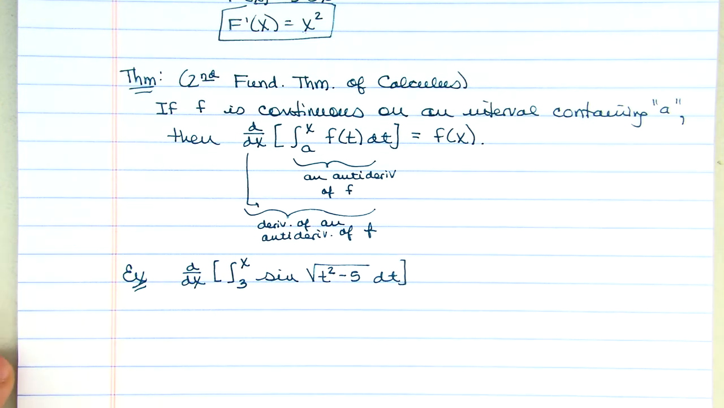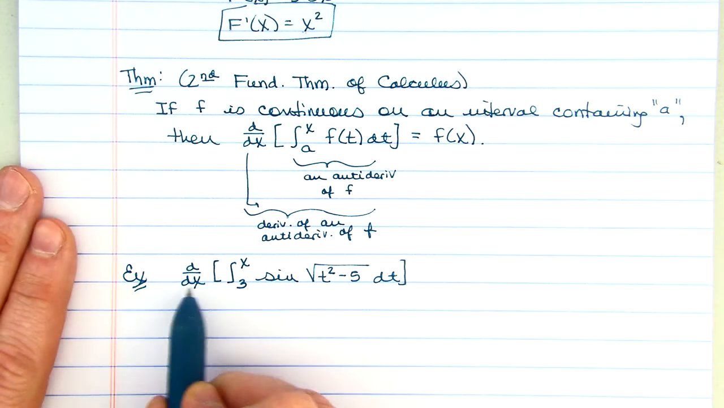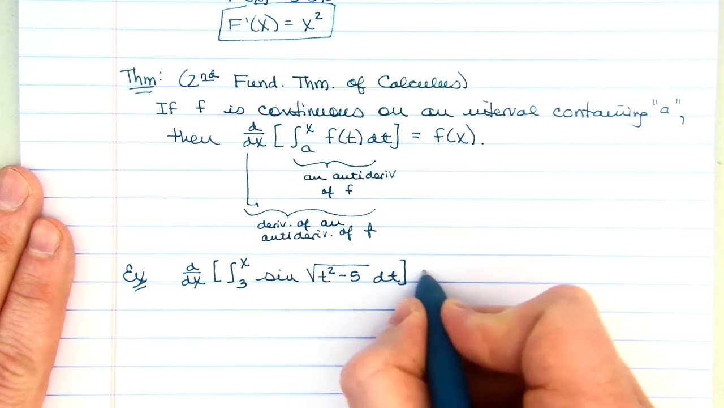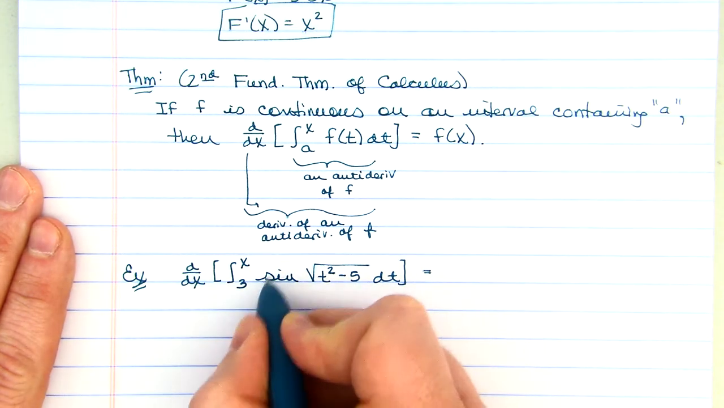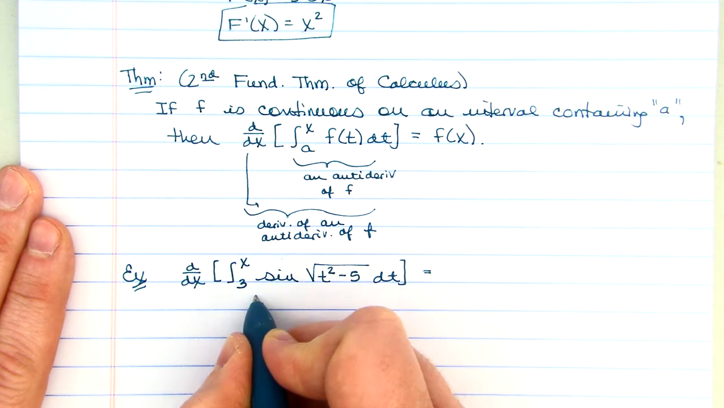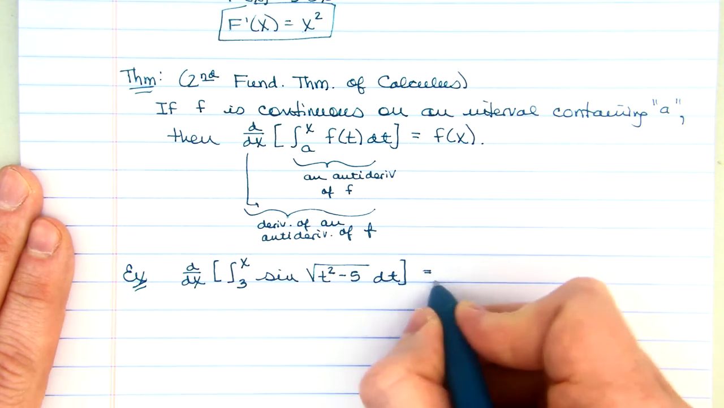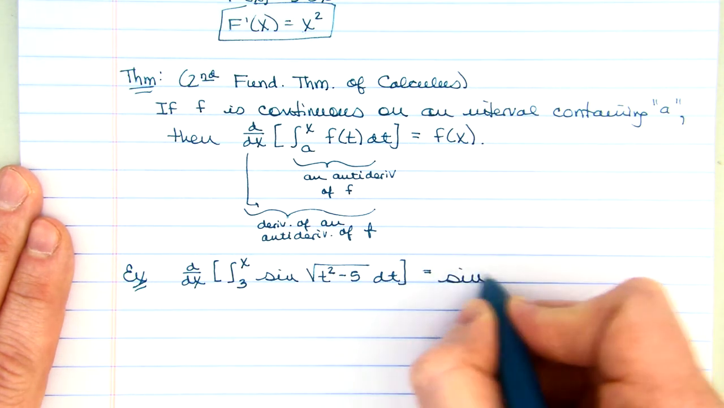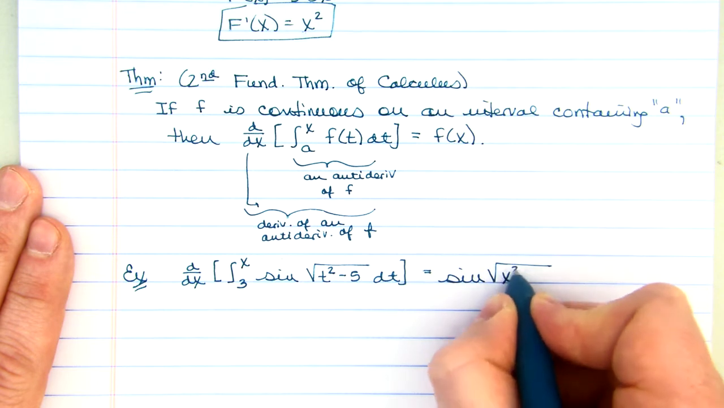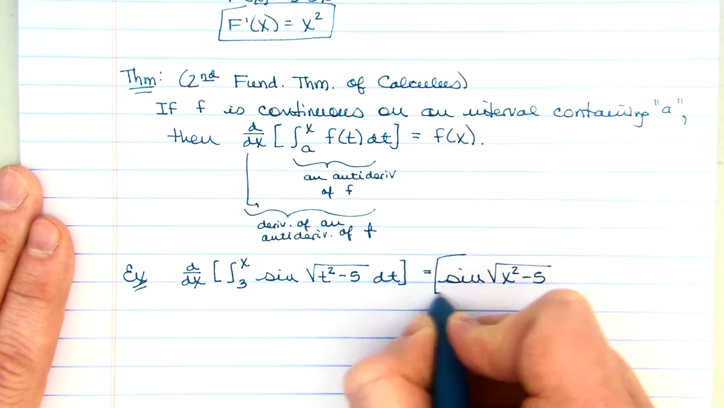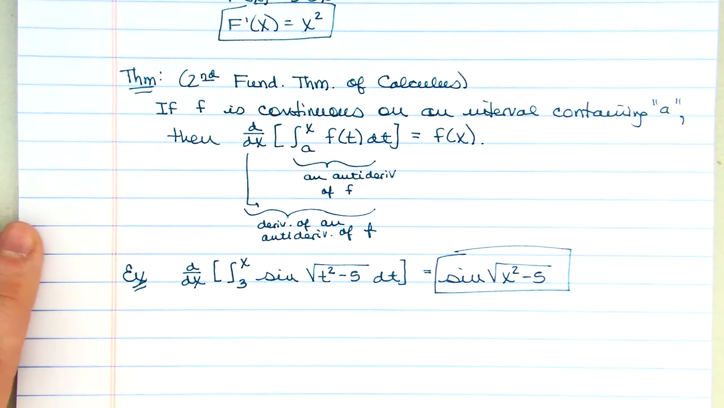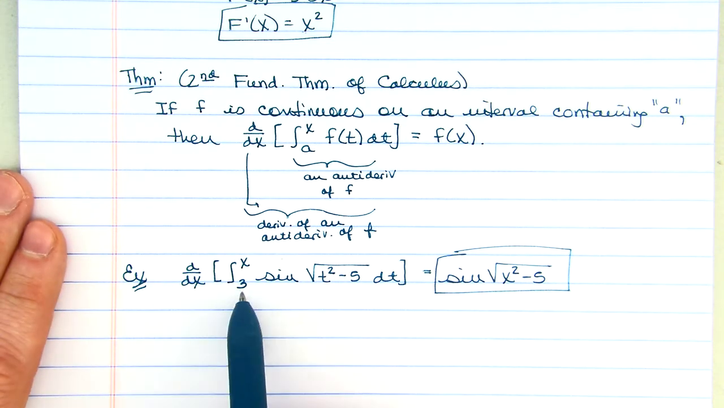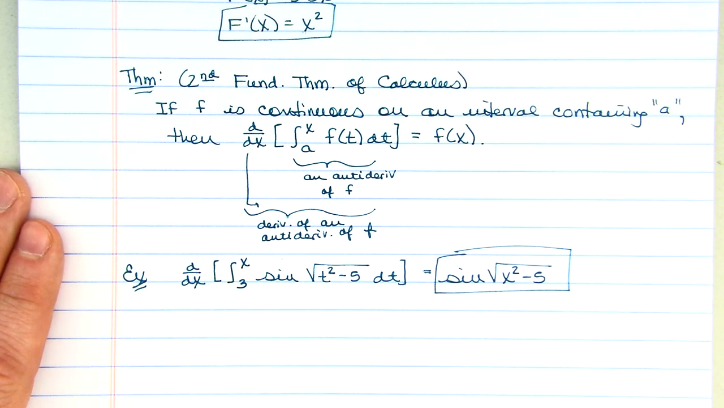But I can use my second fundamental theorem of calculus that says my derivative and my integral are going to cancel each other out. My answer is going to be exactly what I had inside the integral, just with an x in place of a t. I'm going to get the sine of the square root of x squared minus 5, and that's all there is to it. And I'm always allowed to do this if I have a constant in the bottom of my integral, my variable on the top, and I'm finding the derivative of that thing. That's my second fundamental theorem of calculus.